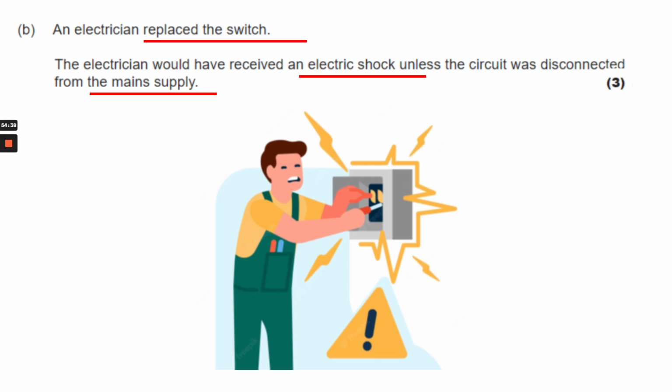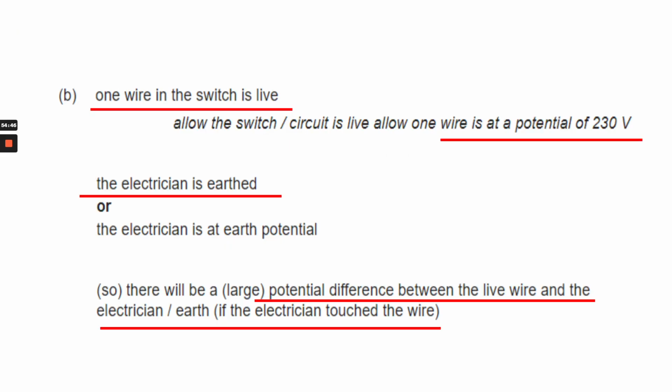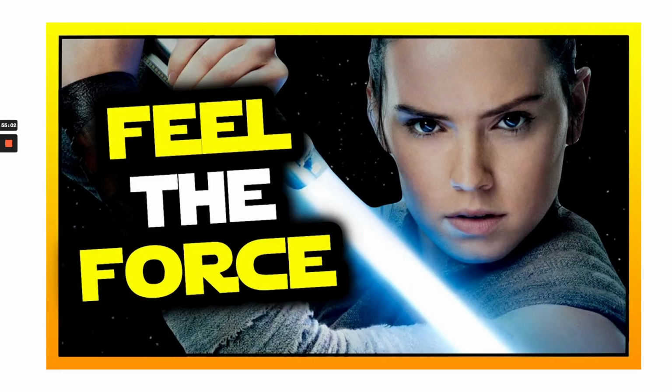An electrician, they are well used to electric shocks, I'm sure, in that job. The electrician would have received an electric shock unless the circuit was disconnected. Explain why. This one wire in the switch is live. If the circuit is not disconnected, it will have a wire at 230 volts. The electrician is earthed, so there's a large potential difference between the live wire and the electrician, resulting in an electric shock.